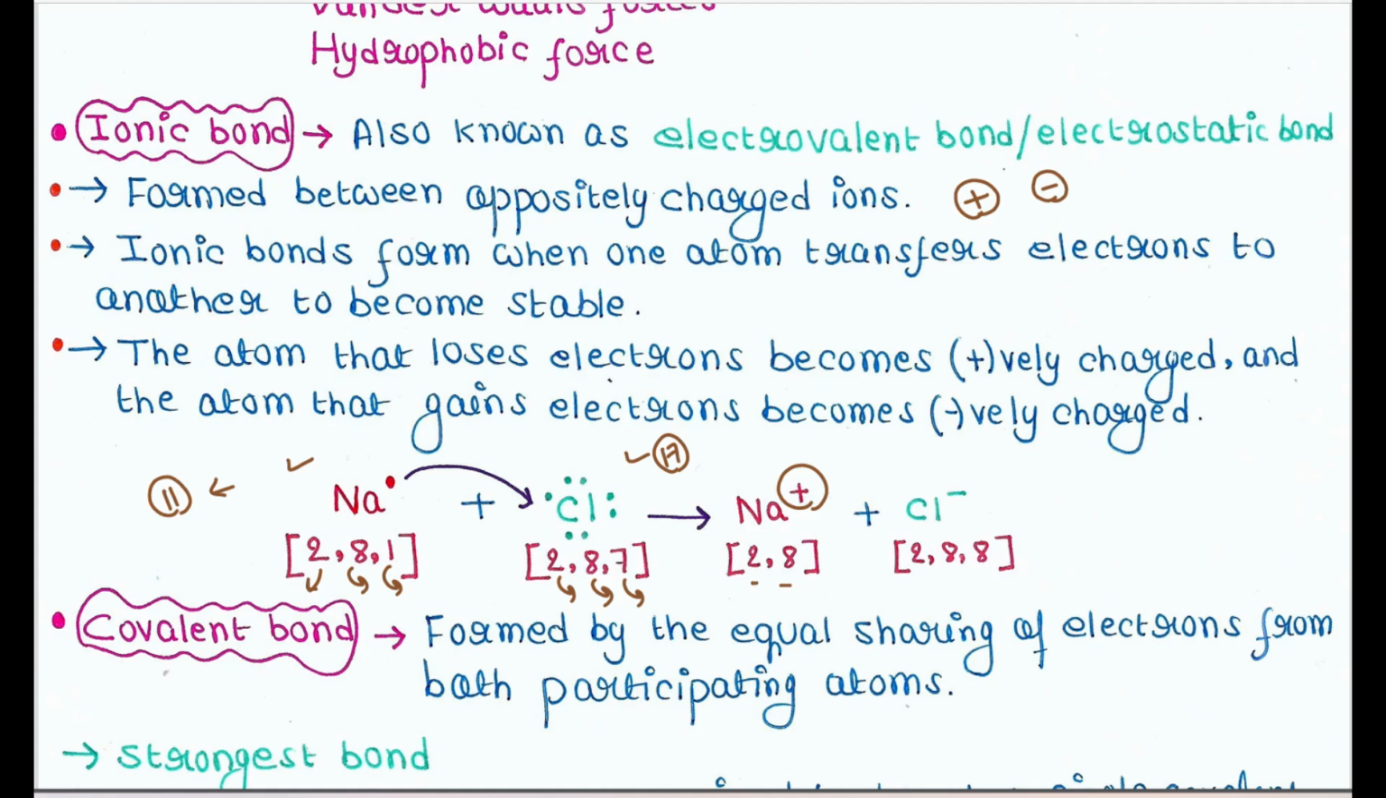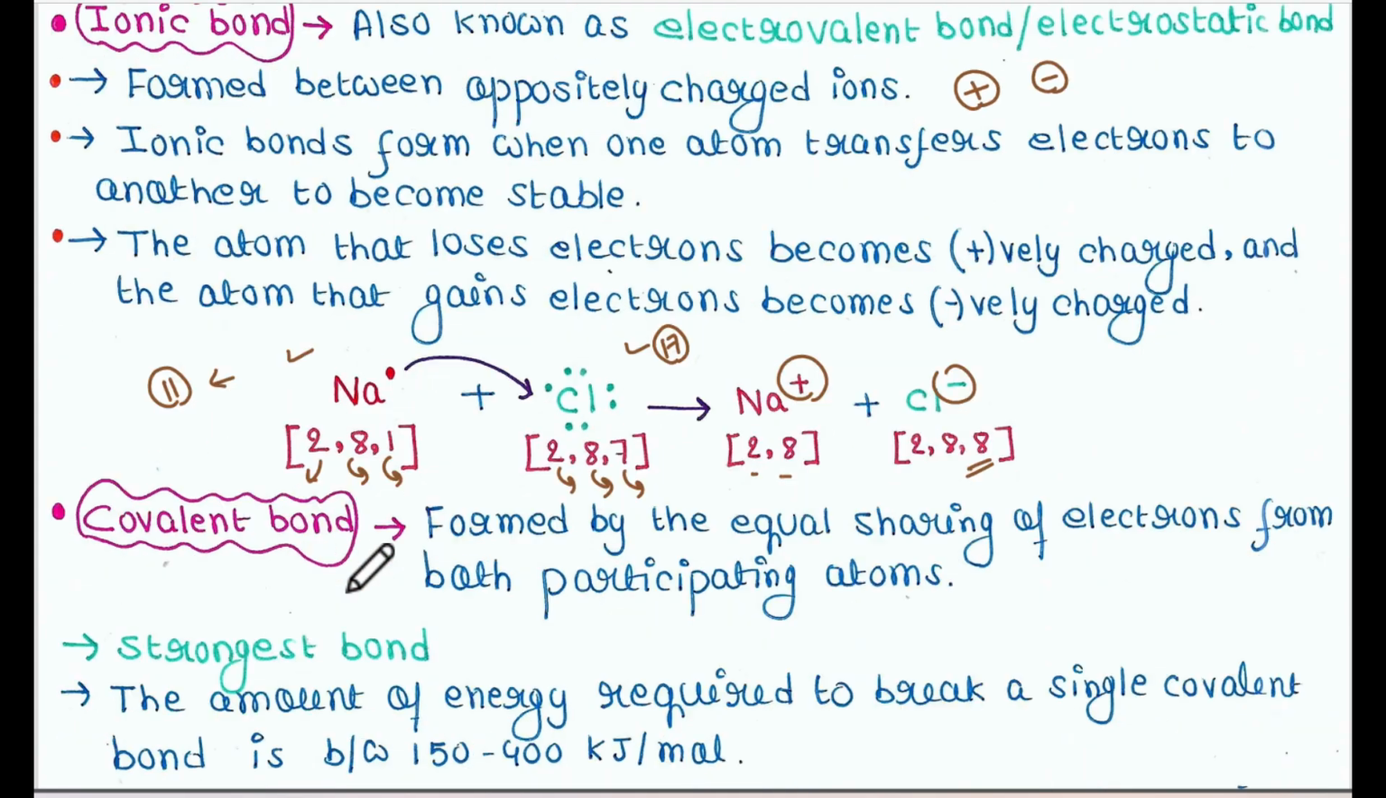And chlorine atom will take that electron that is released from sodium and chlorine atom will become negatively charged by taking the extra electron from sodium, and the third shell of chlorine has now 8 electrons and both sodium and chlorine, they are now stable and they will form sodium chloride.